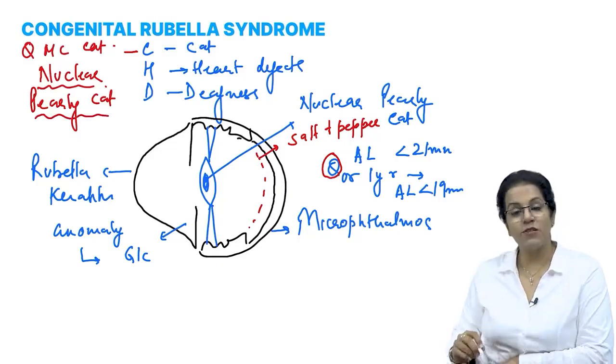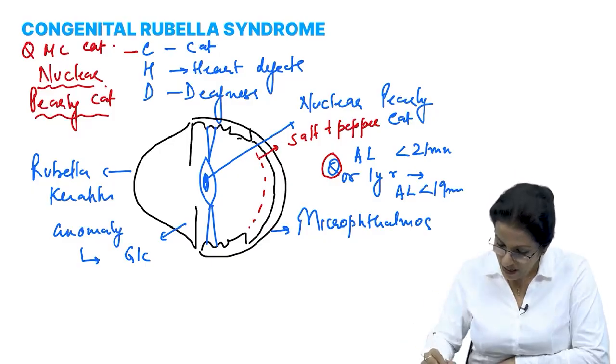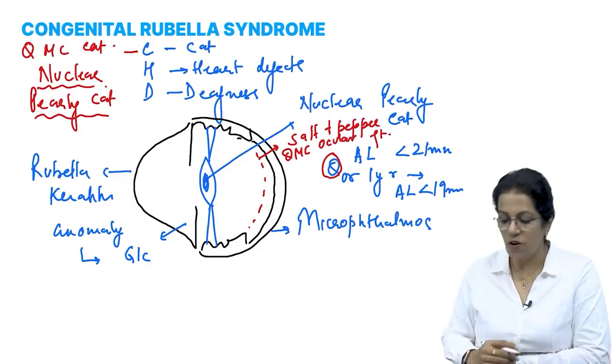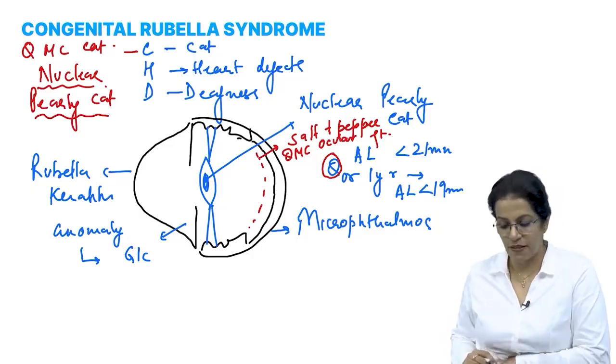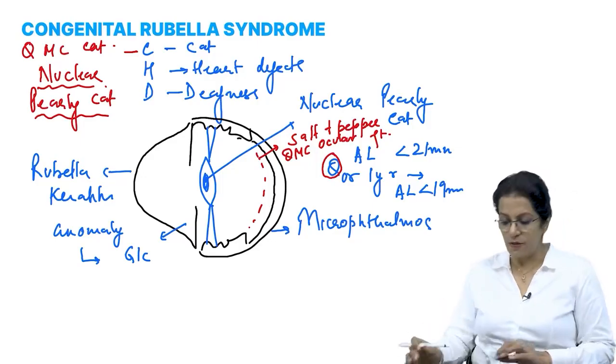Okay, but if they ask you the most common ocular feature, please don't answer cataract. It is salt and pepper fundus. The most common ocular feature we will answer is salt and pepper fundus. Second most common, you can answer cataract. Right? So that was about congenital.